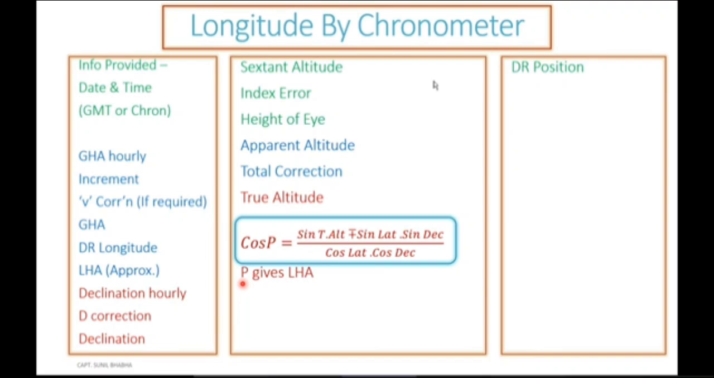Sir, if the LHA approximate is less than 180, right.